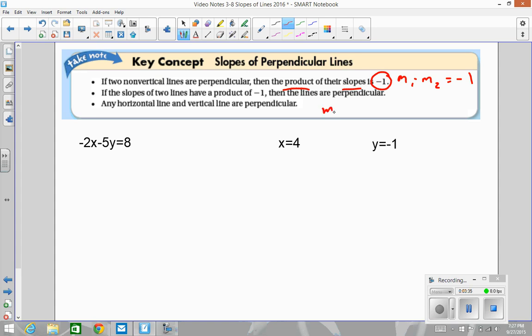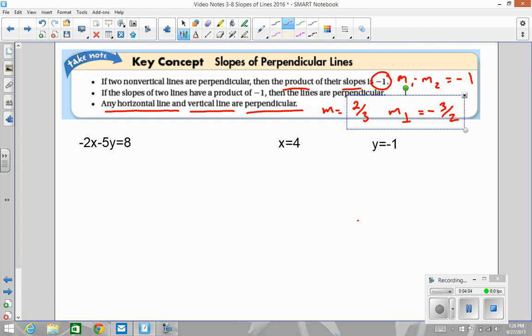So if the slope of 1 is 2/3, the slope of the perpendicular would be negative 3/2. But again, there's no mathematical process for explaining that. When we get to this point in geometry in our math career, we start saying that multiplying the slopes together and getting negative 1 tells me that those lines are perpendicular. And here it says any vertical and horizontal lines are always perpendicular.